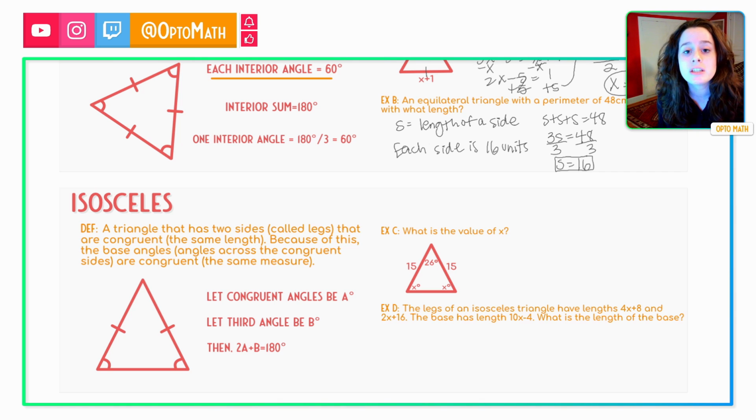So let's look at our image to make sense of that. Notice we have tick marks again. That means that this side and this side are congruent. So these two diagonal sides from what we can see right now.